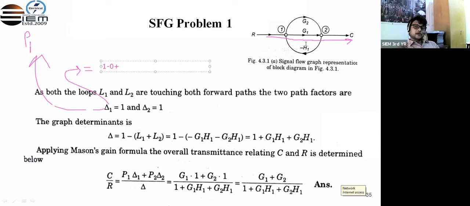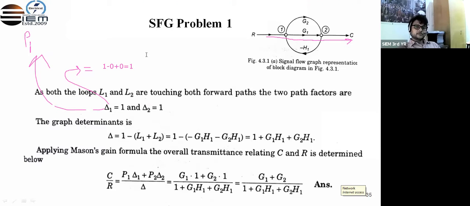So how many loops are there? There are two loops. They already touch at this particular point. And you see y2 and y3 are the common nodes, so it is not possible. So it is plus 0. Any other loops are not possible, so minus 0 plus whatever is going on equals 1.